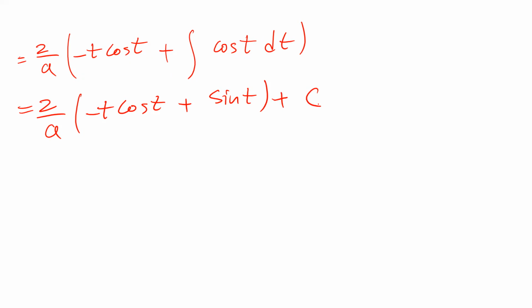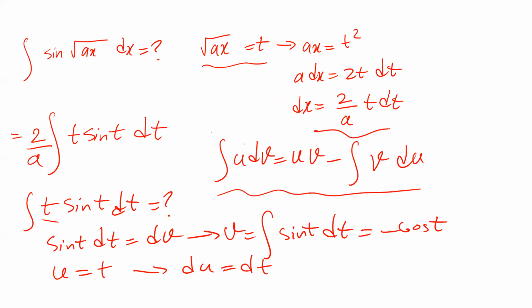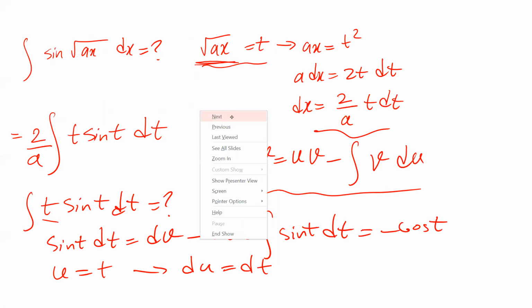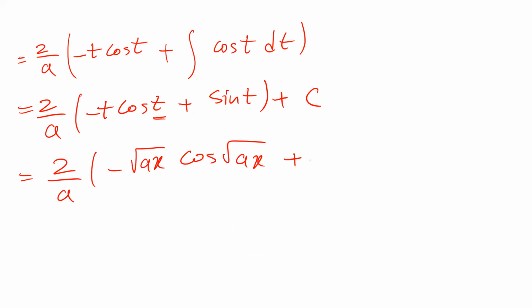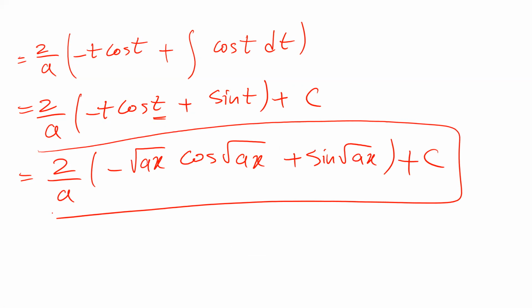So here all you need to do is to substitute this parameter t with the definition of t, which was equal to square root of ax. And so therefore this one will be equal to 2 divided by a times minus, instead of t, I write square root of ax cosine square root of ax plus sine square root of ax plus c, which is the constant of the integral. And this is the solution to our integral.